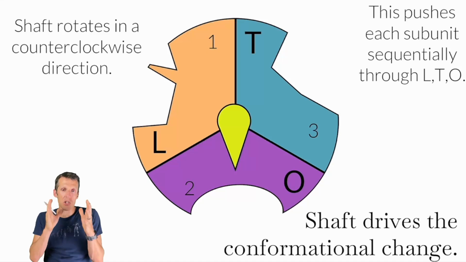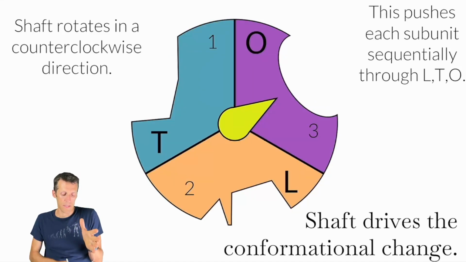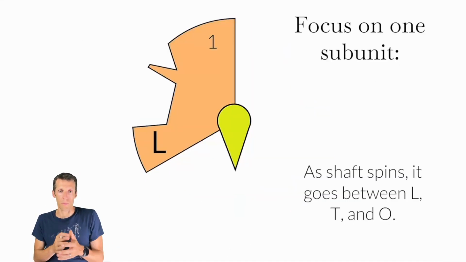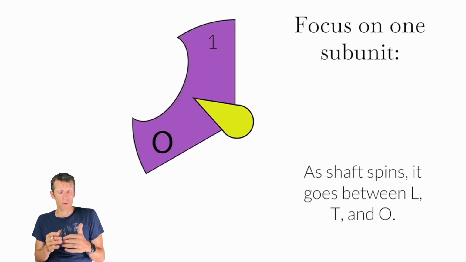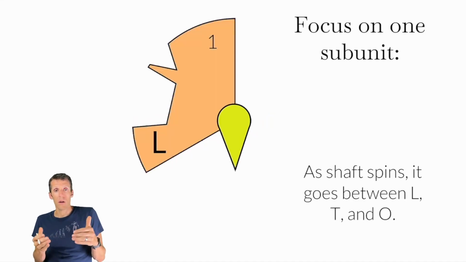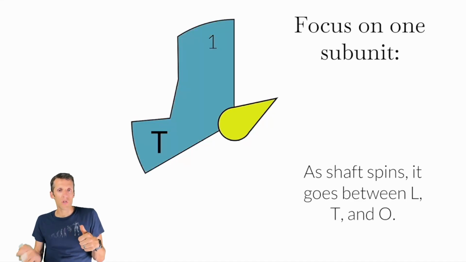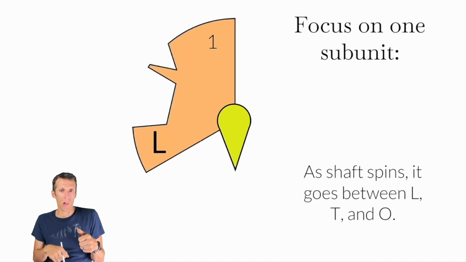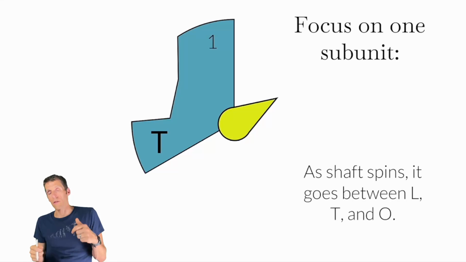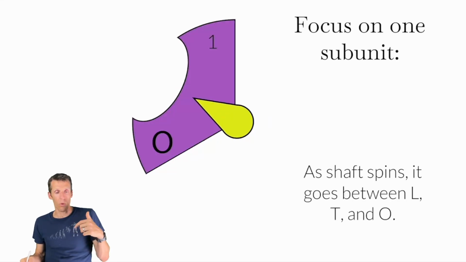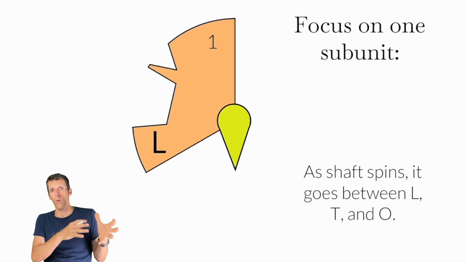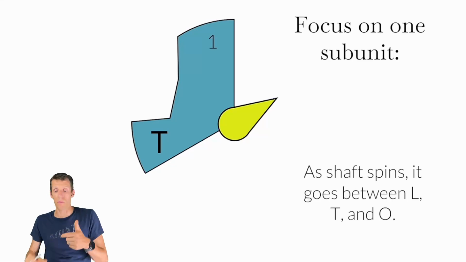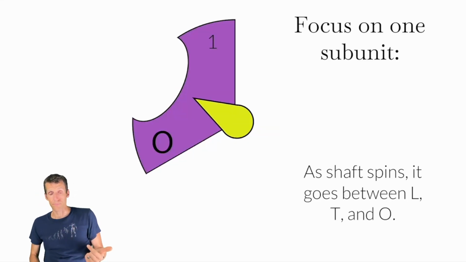So let's actually look at a single subunit, and then we'll go back to the whole subunit. What I'm showing here is a single subunit going from O, shaft rotates, now that's in L, shaft rotates, now it's in T. Points back where it's in O, goes to L and T. There's a stereotypical order that's happening where this molecule is being driven between the O form, the L form, and the T form by the rotation of that shaft.